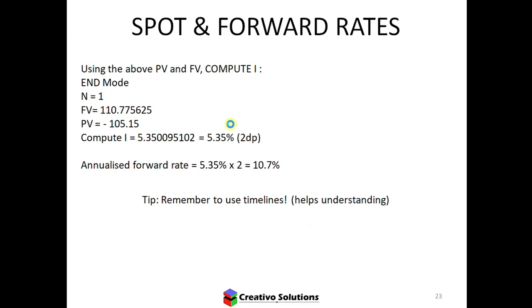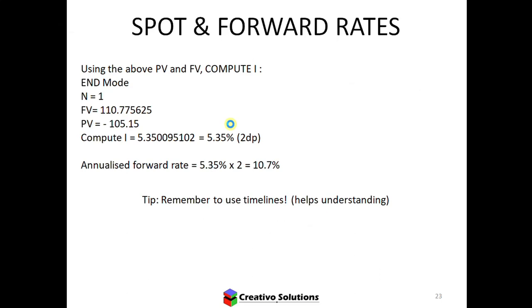Right, so if we put all of that together, using the PV and the FV above, and if I solve for the I, that's going to give me the actual annualized forward rate. In other words, what is that rate going to be in the next period? Right, so if you put in the FV, and if you put in the PV, and you do a calculation, you're going to get 5.35%. Because this is a semi-annual period, okay, we've got every 6 months, we need to multiply that by 2 to get that annualized forward rate. So in this case, your annualized forward rate would be 10.7%.